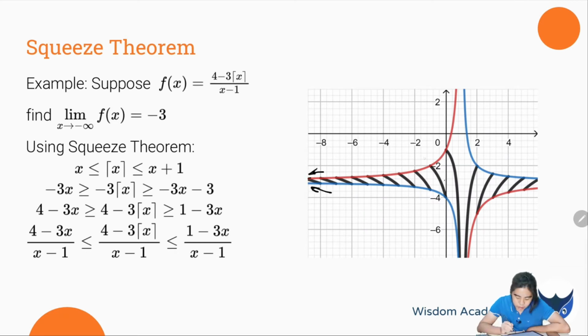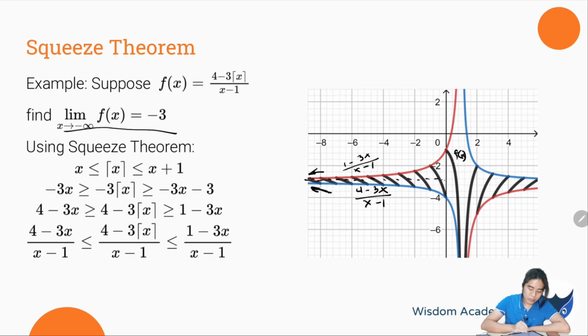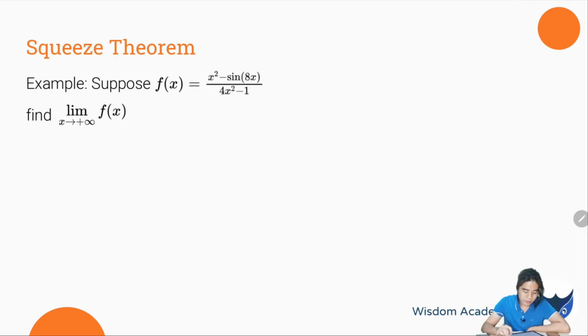Seeing its graph, ito yung 1 minus 3x over x minus 1. This one yung 4 minus 3x over x minus 1. At yung nasa gitna, si f of x. Nakikita natin na as x approaches negative infinity, yung value niya ay papunta sa negative 3. So, this graph confirms this limit.